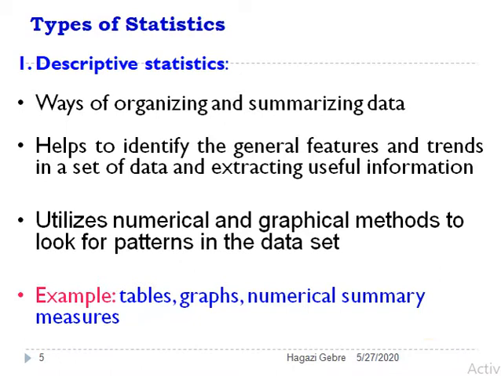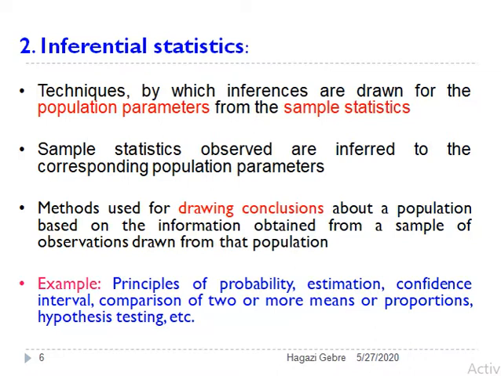For example, the so-called mean, the median, mode, and so on. So what about the inferential statistics? The inferential statistics is a technique by which inferences are drawn for population parameters from the sample statistic. Therefore, sample statistic observed are inferred to the corresponding population parameters. These are methods used for drawing conclusions about the population based on the information obtained from the sample of observations drawn from the population. For example, the principles of probability we will apply here: the principles of probability, estimation, confidence interval, comparison of two or more means or proportions, and hypothesis testing, etc.